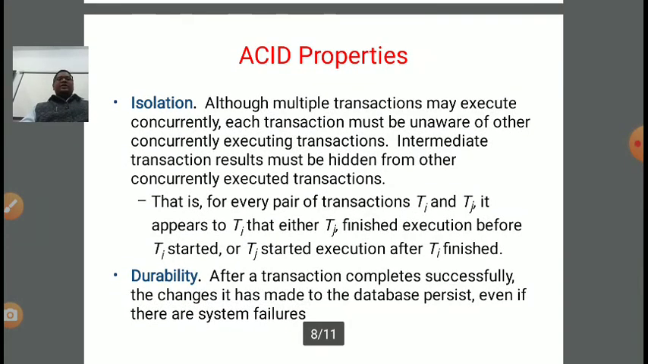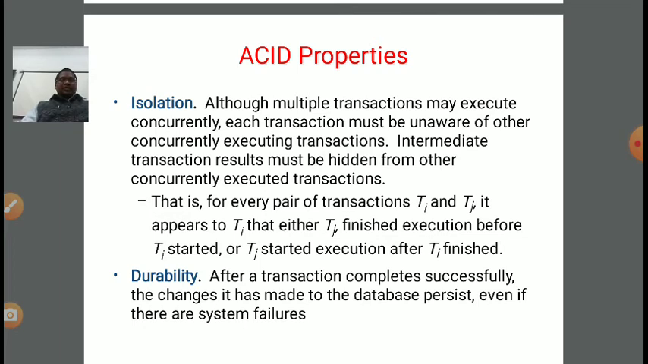Now in the ACID properties, the third is I, meaning isolation. Although multiple transactions may execute concurrently, each transaction must be unaware of other transactions executing in parallel. So intermediate transaction results must be hidden from the other concurrently executed transactions. That is, for every pair of transactions Ti and Tj, it appears to Ti that either Tj finished execution before Ti started, or Tj started execution after Ti finished. It means that in order to ensure isolation, just run the transactions in serial order.